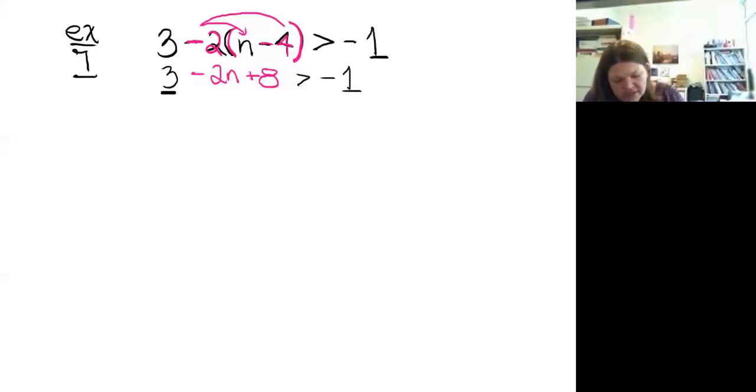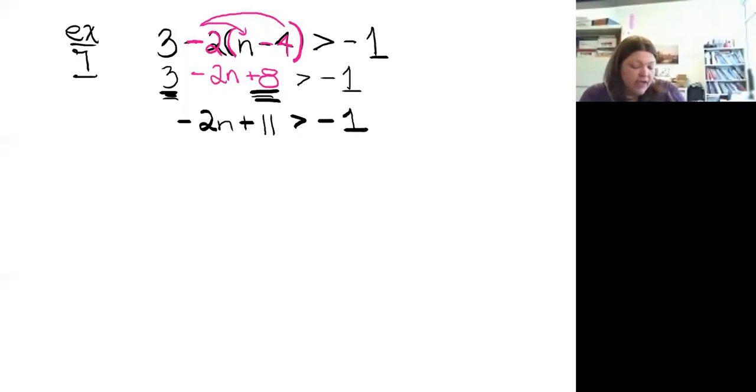like terms. I see a plain old 3 and a plain old 8. They're on the same side of the equation, or the inequality. I can put them together like I always have. So I think I'll write my -2n first. I just dropped my -2n, and then I'll add my 8 and my 3 will be a +11. And that's greater than -1. Okay, all I did was combine my 8 and my 3.